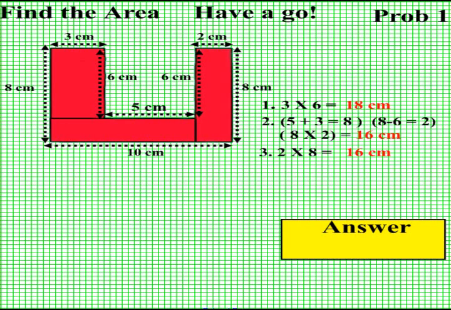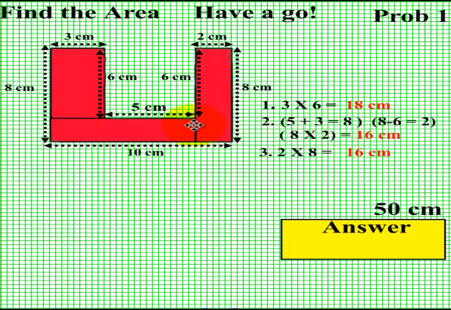Okay, here's what we have as the answer, 50 centimeters. And here's how we did it. Number 1, 3 times 6 equals 18. 3 centimeters times 6 centimeters equals 18 centimeters. We need to determine the area here. To do that, we had taken the 5 plus the 3. 5 centimeters plus the 3 centimeters gives us 8.